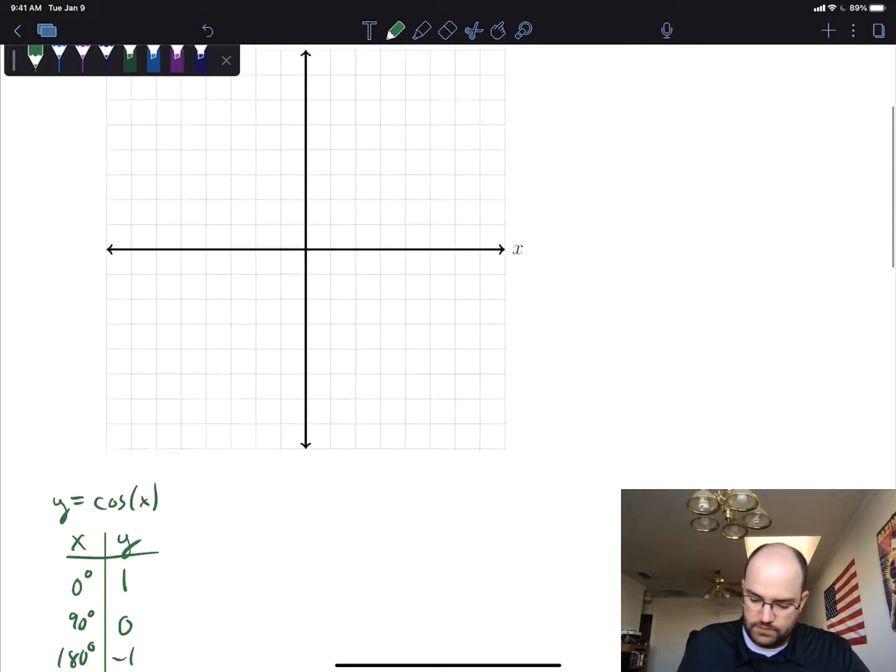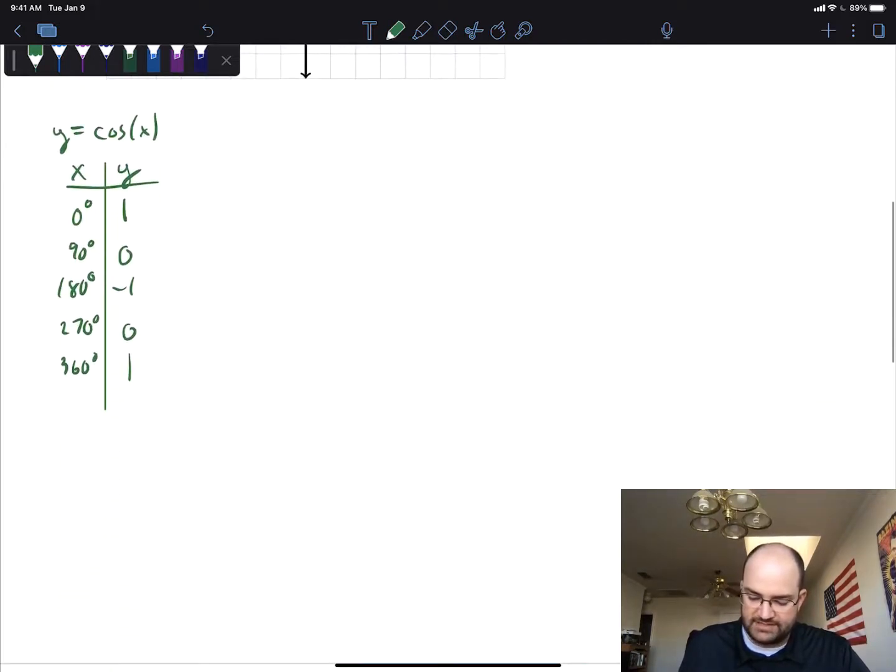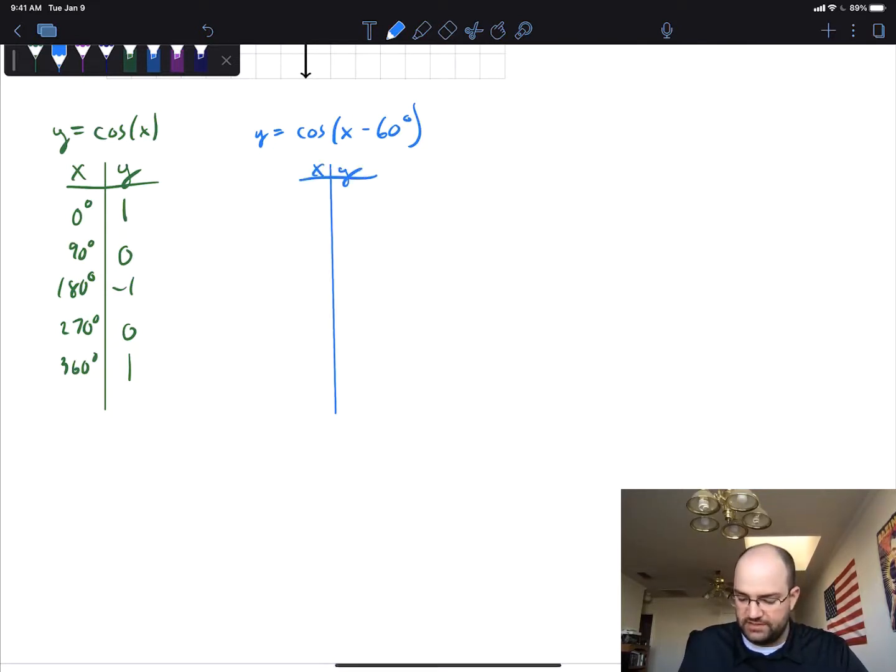Good. And we want to do cosine of x minus 60 degrees. So we'll have y equals cosine of x minus 60 degrees. Notice that the 60 is in the argument, which means that it is a horizontal translation or horizontal shift. That means that the y values don't change, but the x's do. Look at what's happening. That's a minus, which means it's on the inside, so do the opposite.